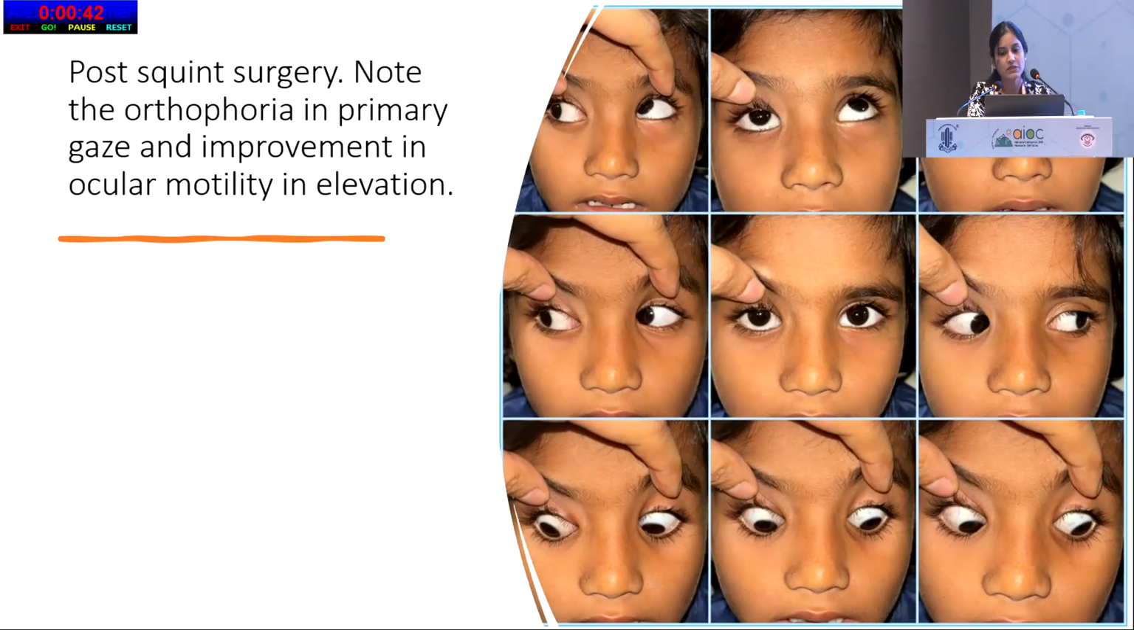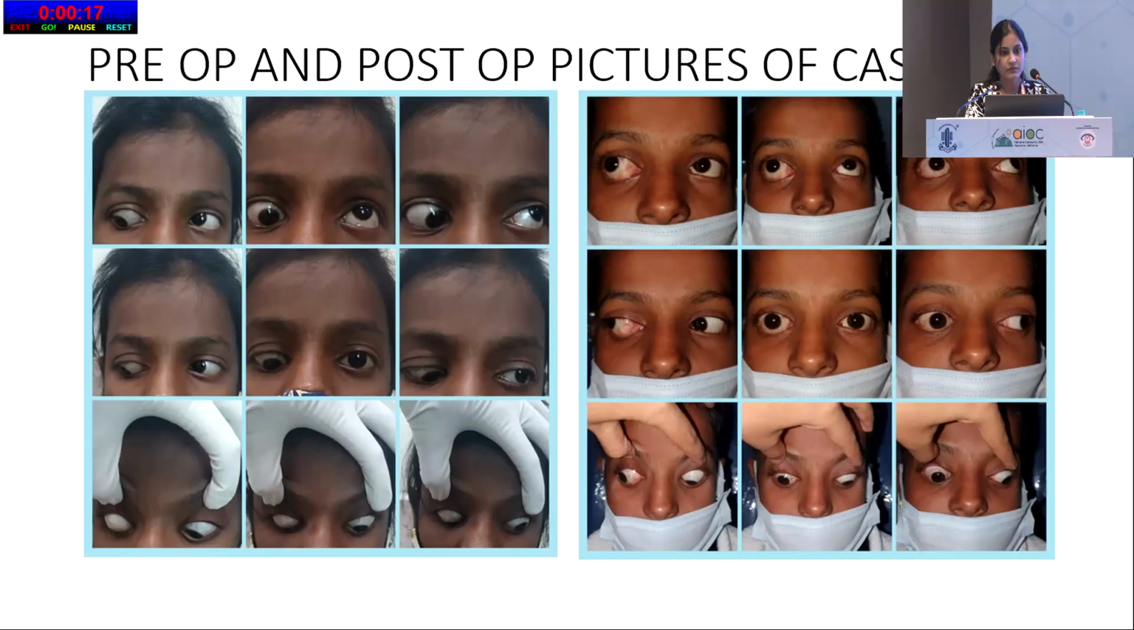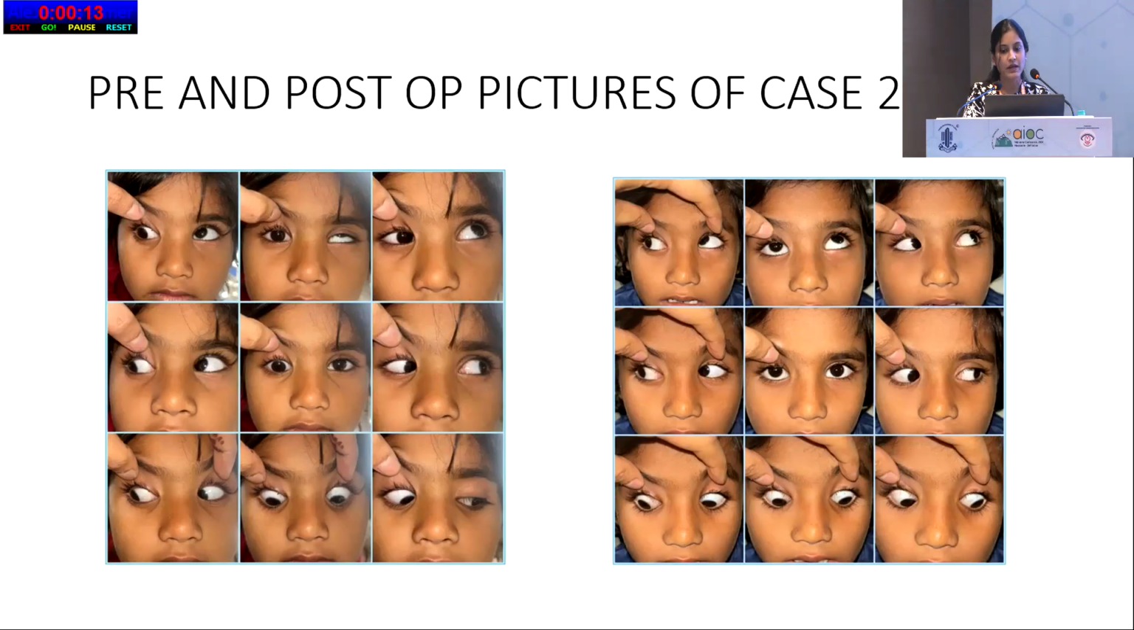So post squint surgery, look at the primary gaze picture. The patient is maintaining orthophoria with improvement in ocular motility in elevation. This is after the second surgery, that is ptosis correction, which we did by silicone rod sling surgery. The patient had a residual hypotropia of around 8 PD, and the exophoria still remains, with a good ptosis correction. So these are the first case pre and post-op pictures, and this is the second case.